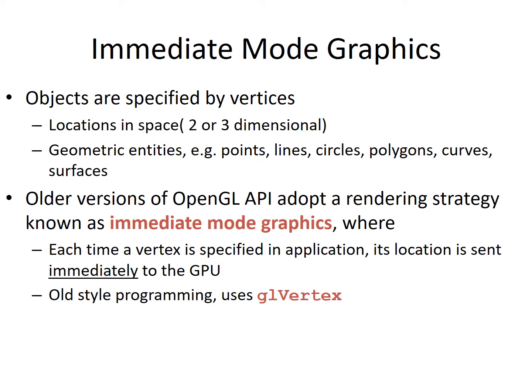Older versions of OpenGL API adopted a rendering strategy that was known as immediate mode graphics. In immediate mode graphics, as the name suggests, each time a vertex was specified in an application, its location was sent immediately to the GPU. This is an old style programming, and it used the GL vertex command for doing so.